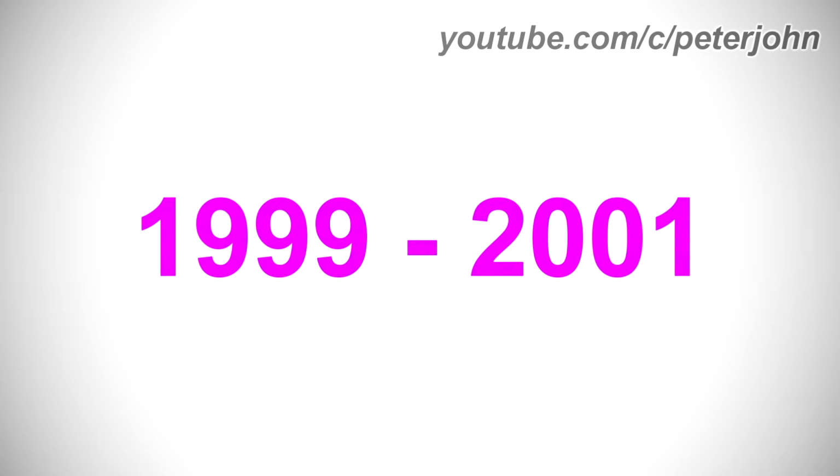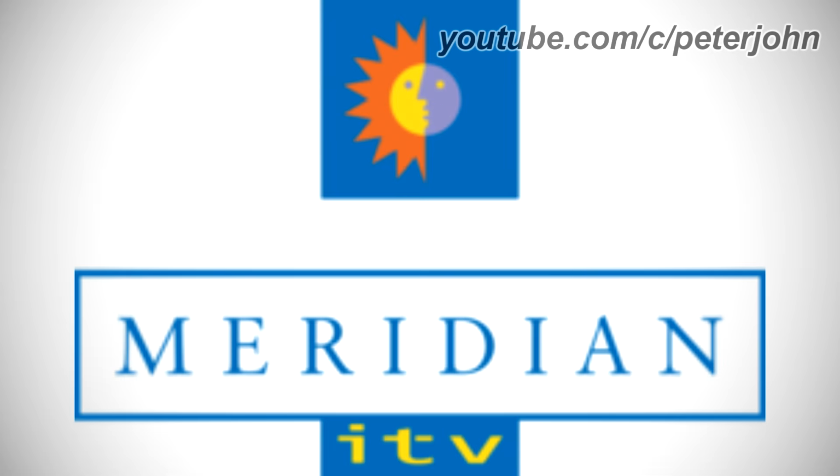1999 to 2001, there is a blue square, and on it there is a half sun half moon, and under the square there is a blue rectangle, and inside it, there is the word Meridian in blue text, and under the blue rectangle there is another blue rectangle, and on it, there is the word IT in yellow text. Here is a bumper.